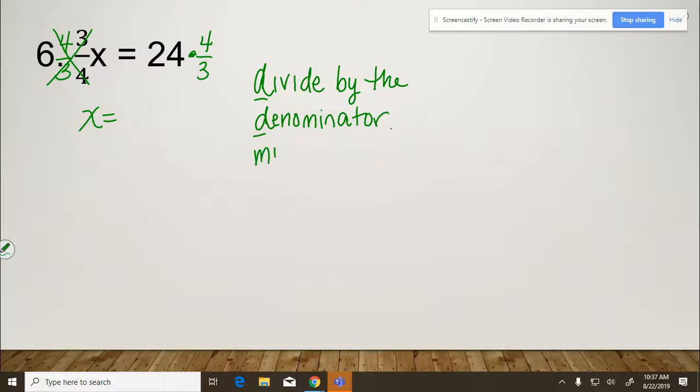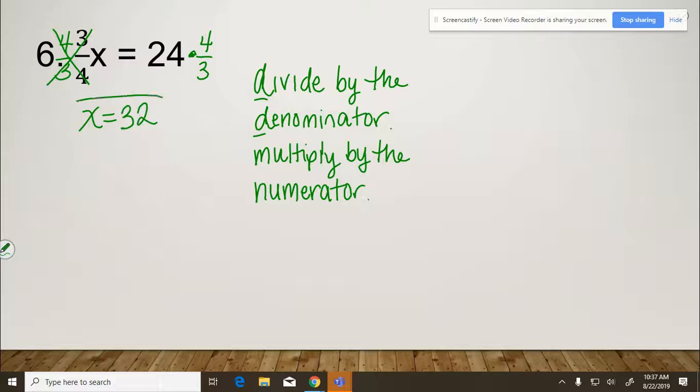then multiply by the numerator. And if you can remember this, it will make multiplying by a fraction so much easier. So now we do 24 divided by 3, that's 8, and 8 times 4 is 32. Final answer is 32. Again, divide by the denominator, multiply by the numerator to get rid of the fraction on opposite sides of an equation.